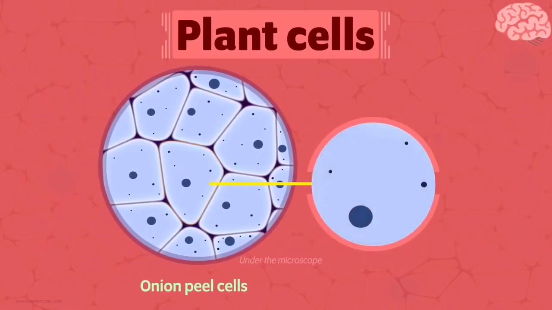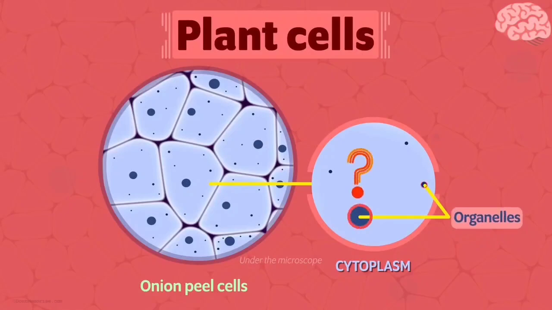Now let's get into a lighter region here. This lighter region is the cytoplasm. It is a jelly-like substance filling up the cell space, and these tiny parts in the cytoplasm are the organelles. And what exactly are they?